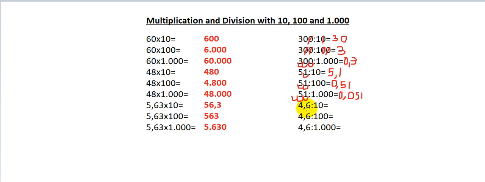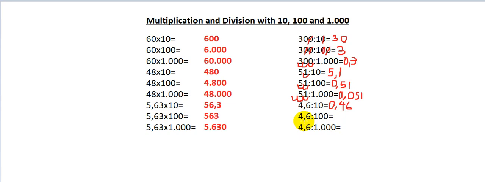Next, we have 4.6 divided by 10. Here we already have the decimal point, so this is actually kind of easier than the last one, and it needs to move one place to the left, so it just skips the 4. Again, put a 0 in front of the decimal point, and my answer is 0.46.